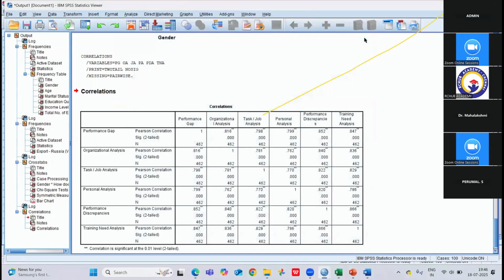The thing is that first look at the significance value. If it is less than 0.05, you can say that there is a relationship. After that, look at the Pearson correlation value. You have to look at whether it is less than 0.5 to say weak positive or weak negative relationship, or between 0.5 and 0.8 to say there is a positive or negative relationship, or more than 0.8 to say strong positive or strong negative relationship.